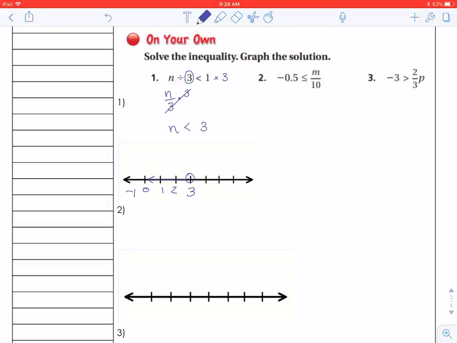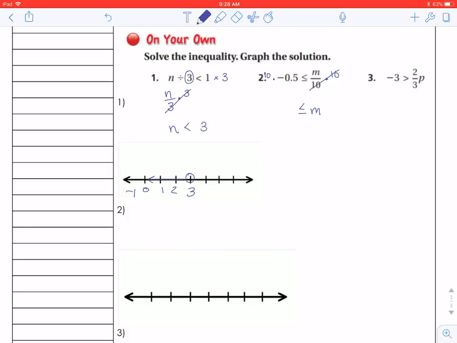The solution to number 2, originally we have a division problem. As you can see, we have -0.5 is less than or equal to m divided by 10. m over 10 is the same thing as m divided by 10. So what I'm going to do to both sides, I'm going to multiply. Because it's a division problem, I'm going to need to multiply in order to cancel out those operations and leave the variable by itself. So m divided by 10 times 10, the 10 over the 10 will divide into 1, which is just m, so 1m. The sign stays the same because it's the same positive number.